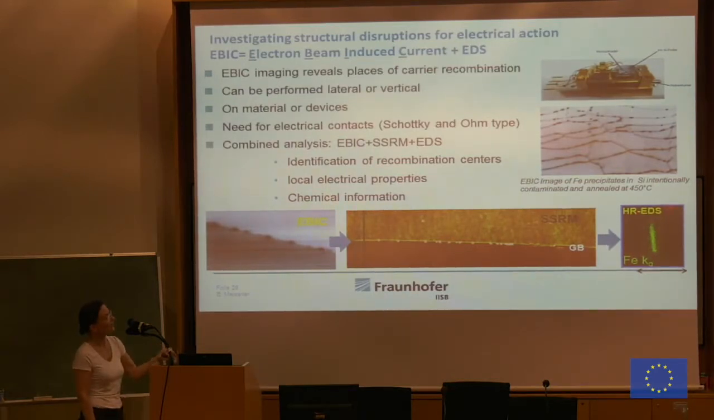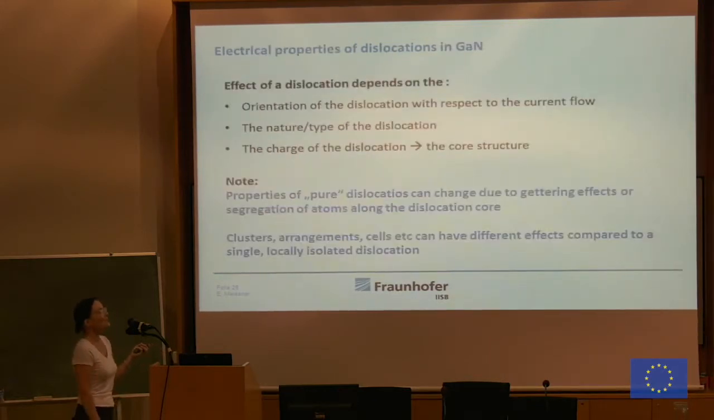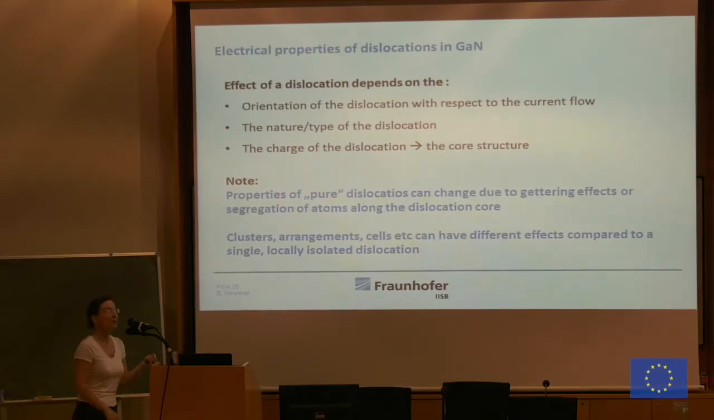And if you analyze this, you find that any of those dots is containing iron, so it's an iron precipitate. And by such ways, we can identify what the dislocations or what crystal grain boundaries, for example, do and how they gather impurities. So what about the electrical properties of dislocations?